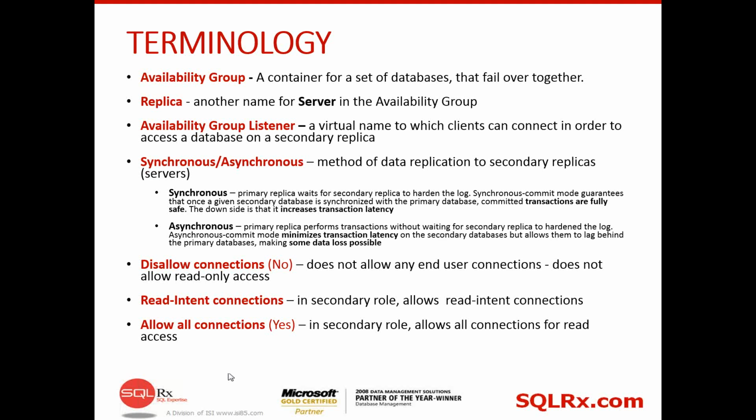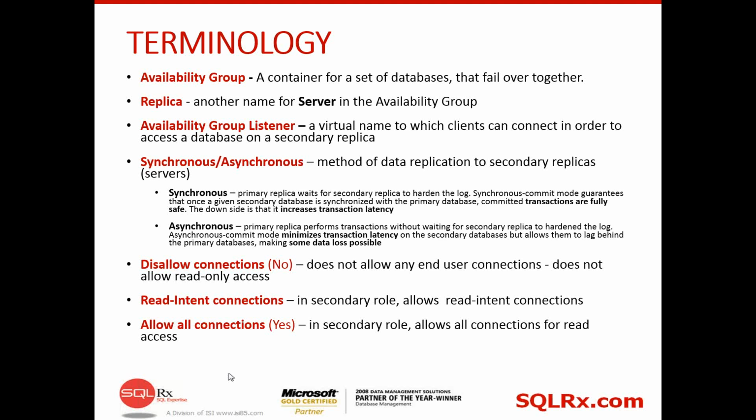Availability group listener. This is just a virtual name that your end users are going to connect to in order to access a database on one of your secondary replicas. It's similar to a cluster name. So your end users will connect through a DNS connection to this listener, and then the listener points the end user to the correct replica with the appropriate rights.